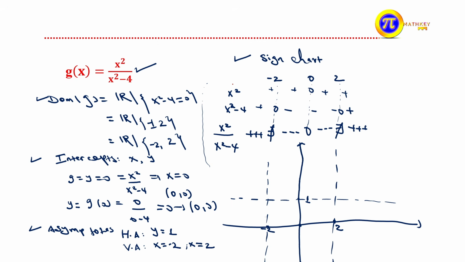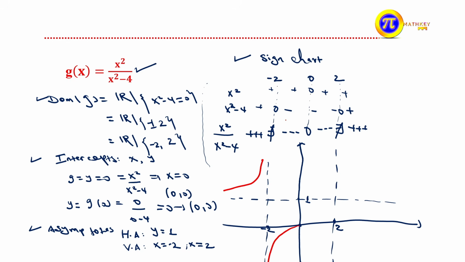At the left side of -2 it is positive, positive means above the x-axis, and it lies between the asymptotes, so this becomes this one. Between -2 and 0 it is negative. Negative means when it approaches -2 from the right side it goes to negative infinity. At 0 it is 0.